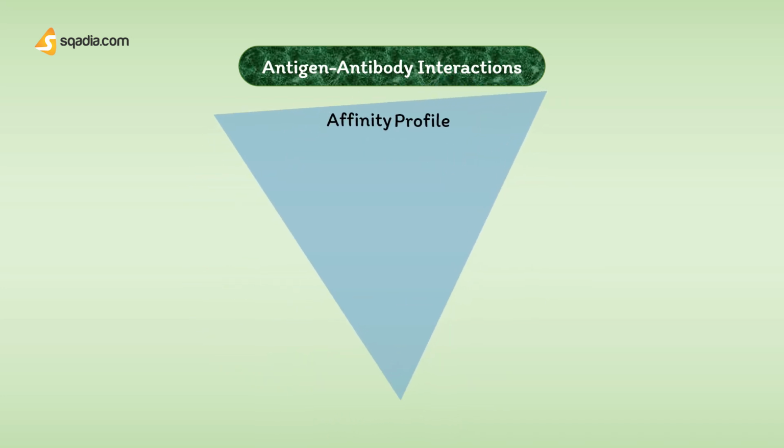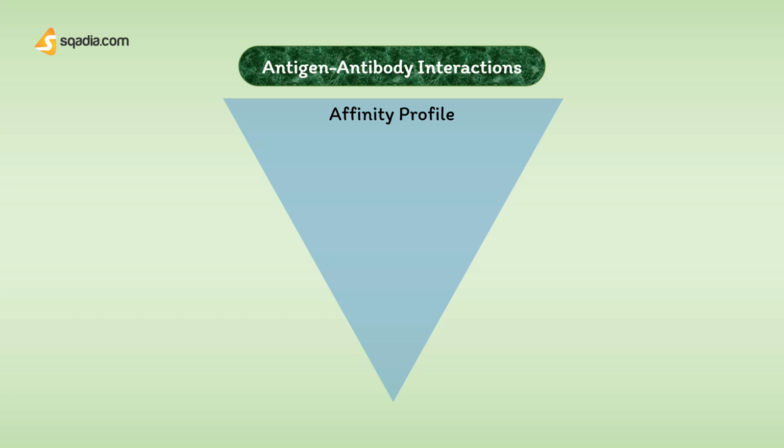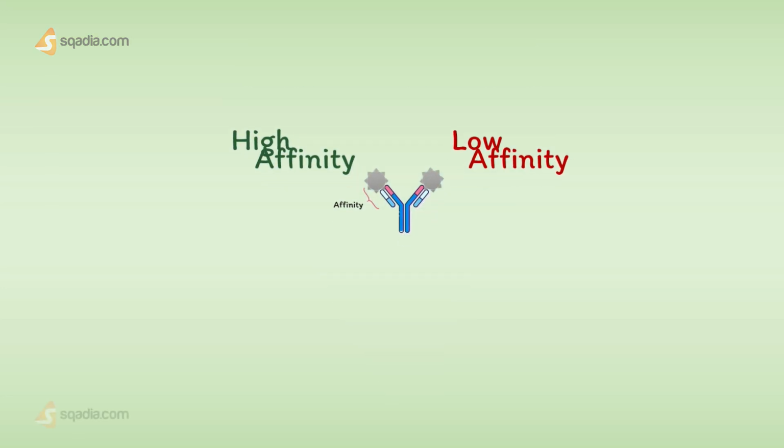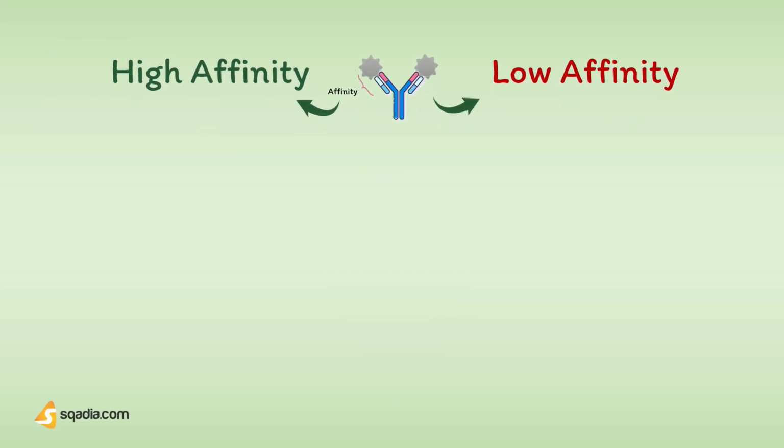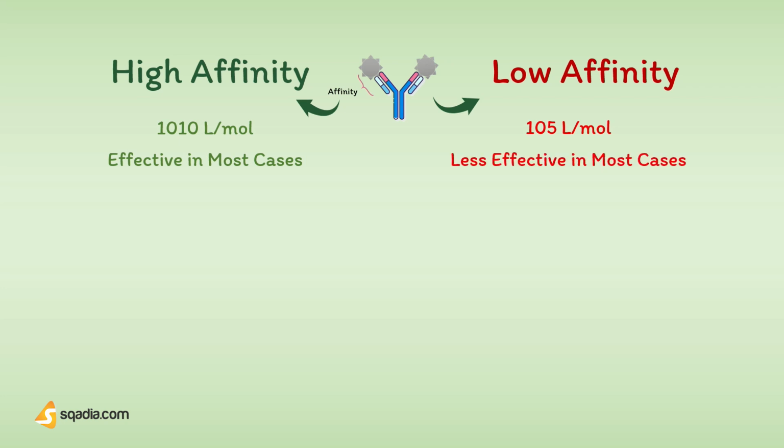Well, next we must discuss the affinity profile, and it is normally expressed as high affinity or low affinity. Affinity is normally expressed as the association constant under equilibrium conditions. A value of 10^5 liter per mole is considered low, while a value of 10^10 liter per mole is considered high affinity. High affinity antibodies are favored in most cases, but low affinity antibodies persist too, and may have certain advantages, for example, reusability and high tolerance, while higher affinity antibodies do not have those.